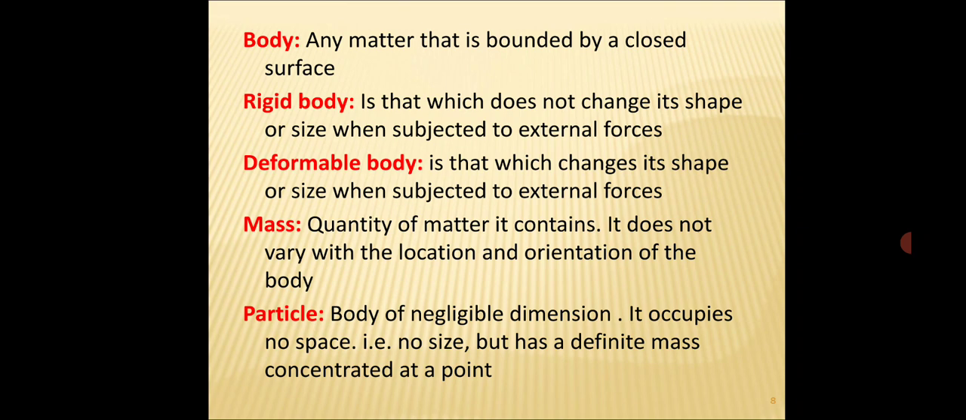It doesn't vary with the locations and the orientation of the body. Okay, so what is that? A mass is a kind of substance. The unit of mass is kilograms. So if you are going to any shop and you have purchased vegetables or anything, it will give a kg weight. That is the mass.